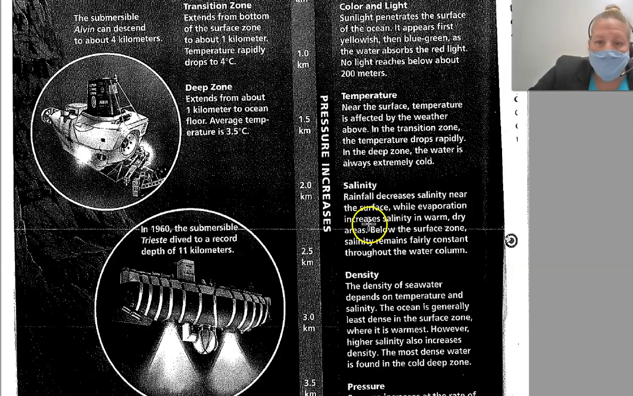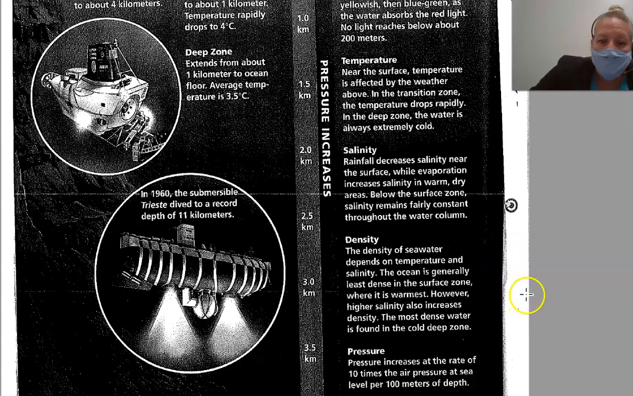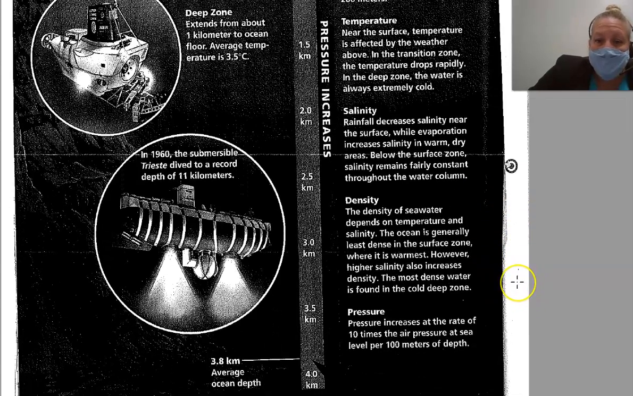Okay, salinity. Rainfall decreases salinity near the surface, while evaporation increases salinity in warm, dry areas. Below the surface zone, salinity remains fairly constant throughout the water column. Density. The density of seawater depends on temperature and salinity. The ocean is generally less dense in the surface area where it is warmest. However, higher salinity also increases density. The more dense water is found in the cold, deep zone. So in the cold, deep zone here, it's also more dense.